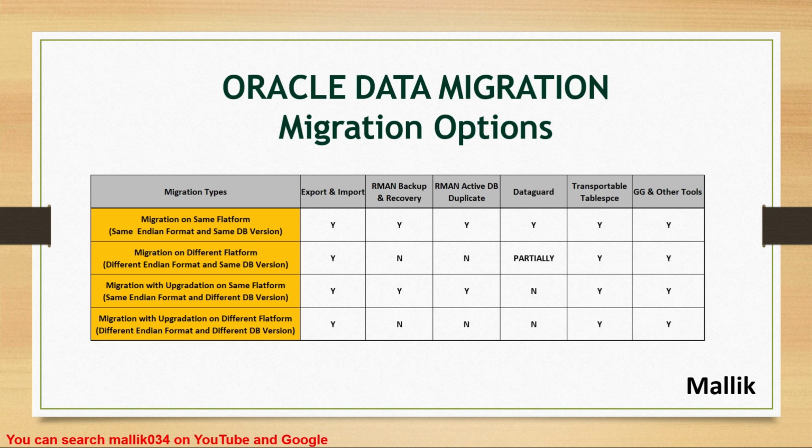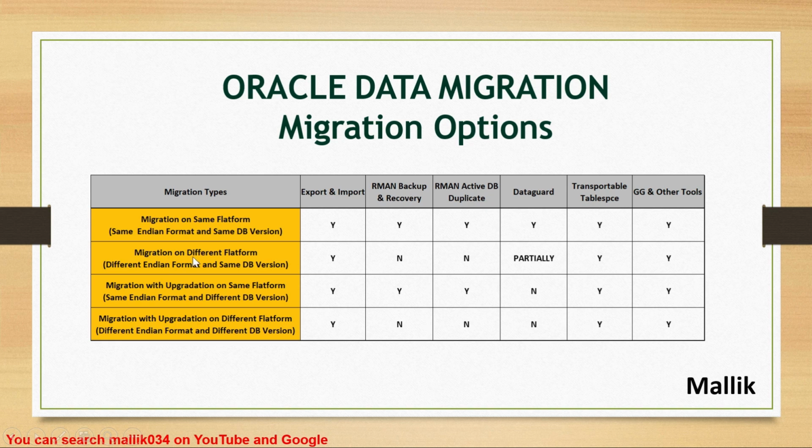Okay, let's see this screen. As you can see here, I have mentioned four types of migration scenarios. The first migration scenario is migration on the same platform, for example Linux to Linux, server A to server B, or Windows to Windows, server A to server B. It is going to be the same endian format and same DB version, 11G to 11G, or 12C to 12C, or 19C to 19C. It is going to be the same endian format and the same platform, Linux to Linux.